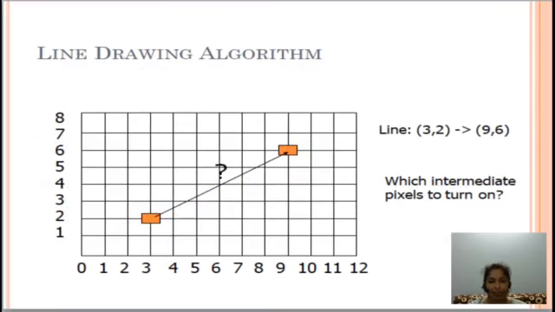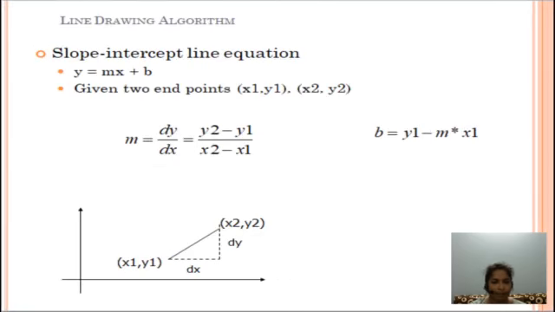See this example. We want to draw a line from 3,2 to 9,6. 3,2 is the starting point and 9,6 is the ending point. What we have to find here is all the intermediate points on that line path, which all pixels have to be turned on.